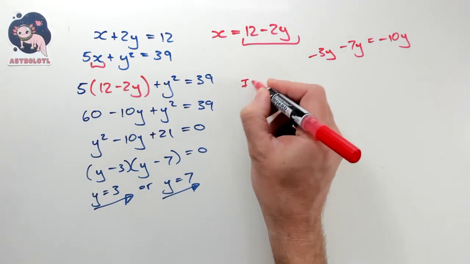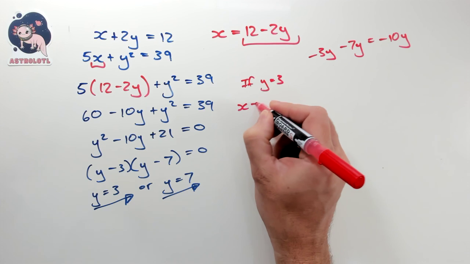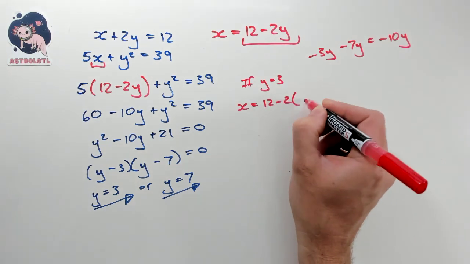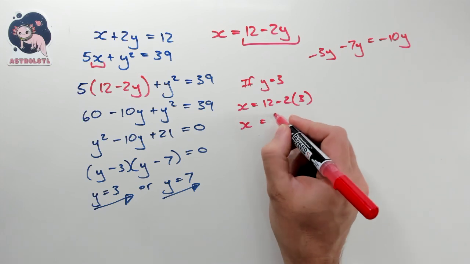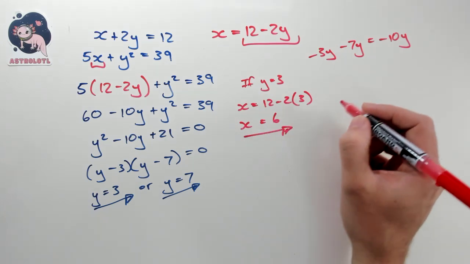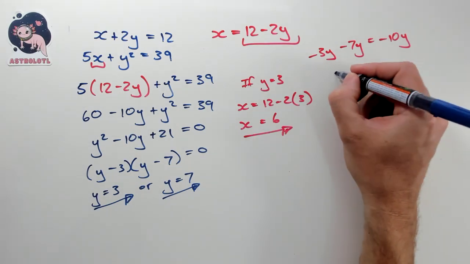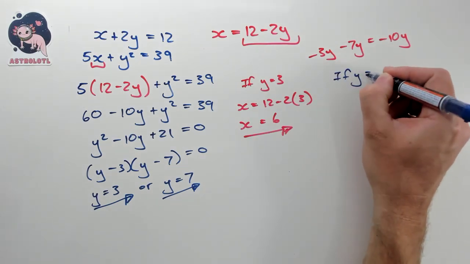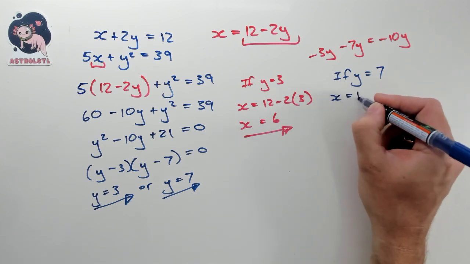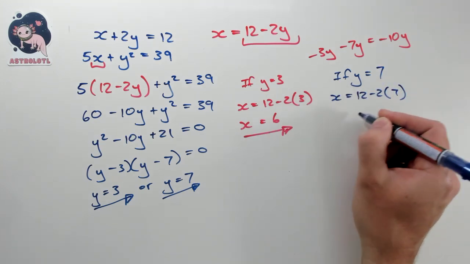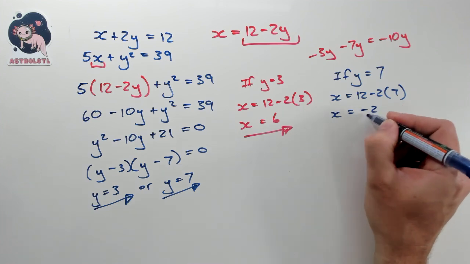So now I have two answers, and I can sub this in there. If, let's just say, y is 3, I can sub it in there. x is going to be 12 minus 2 times 3. So x would be 6. And if, let's do a different color, let's do blue, y is equal to 7, then x is 12 minus 2 times 7. So x would be 12 minus 14, which is negative 2.